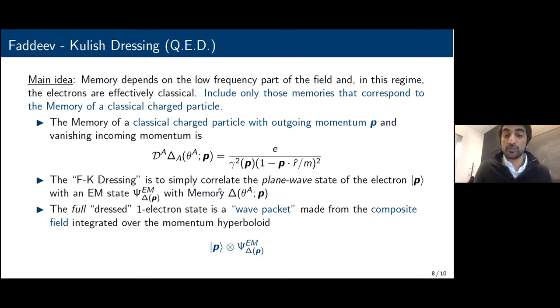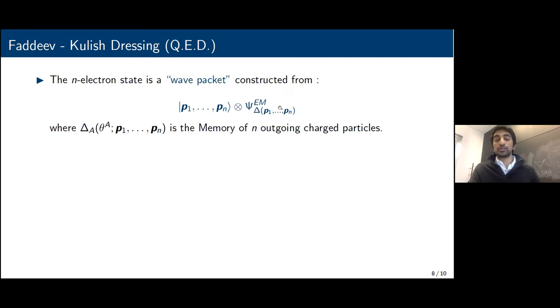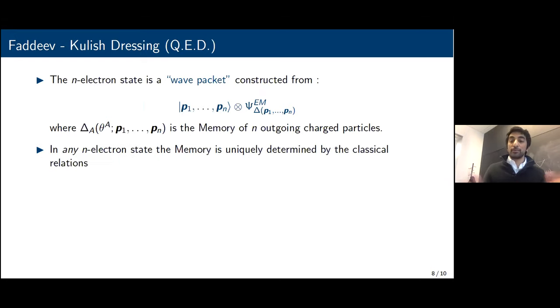And then a full dressed one electron state is a wave packet made up of the composite field integrated over the momentum hyperboloid. So this memory does not span an infinite dimensional space in this one electron state. It spans a finite dimensional space, and that's the key point here. You can also do the same thing for n electrons, where now the memory is determined by the memory of n outgoing charged particles. And the key point is that the memory is uniquely determined by the classical relations and spans a finite dimensional space in any of these n particle sectors.